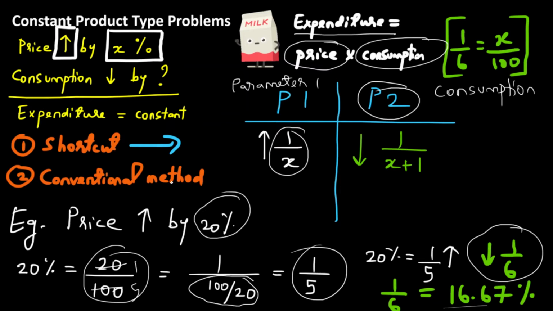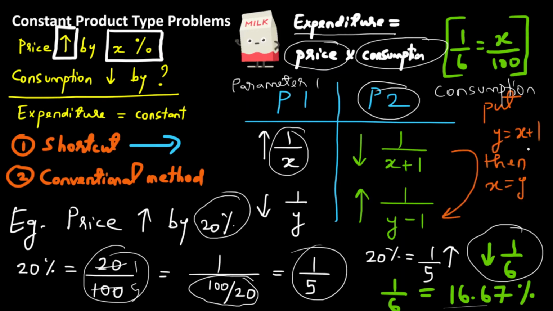All right. Now, if the parameter 1 decreased by 1 by y, then the other parameter would be increasing by 1 by y minus 1. So you don't need to study these separately. It's one and the same. You can see that it's one and the same. Now from here to here, if you put y is equal to x plus 1, you will get x is equal to y minus 1, and you will get this part over here. So I would recommend that you just remember one of them.